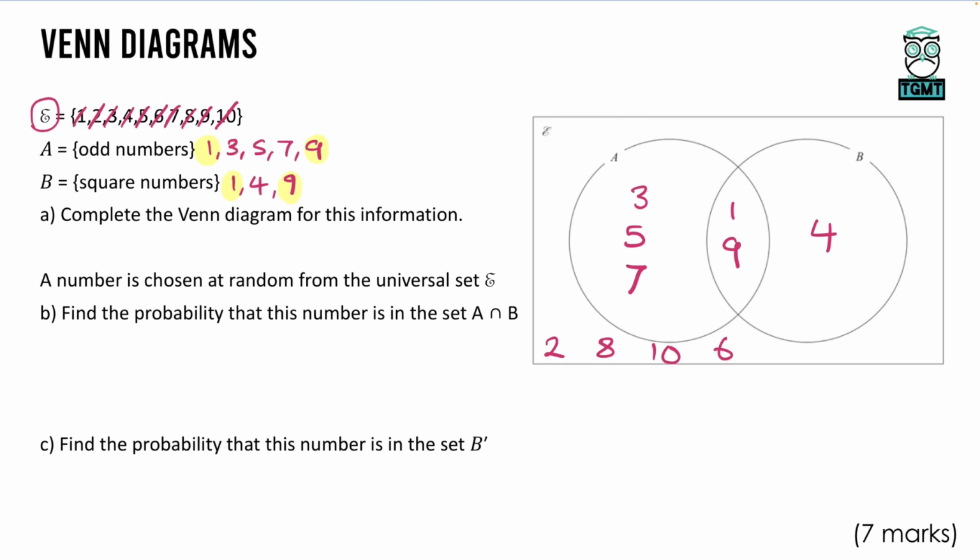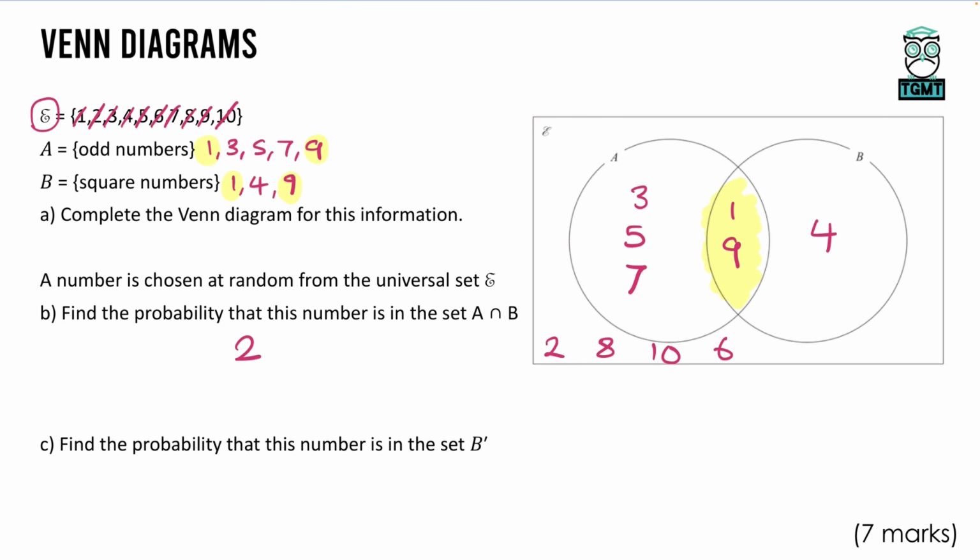So the first one says a number is chosen at random from the universal set, so out of all of these 10 numbers, find the probability that it's in set A ∩ B, and that little n stands for the intersection. When looking at the intersection, we're looking at the numbers that are just in this crossover part called the intersection. So there are 2 numbers, so we would write this as a fraction and just say how many it's out of.